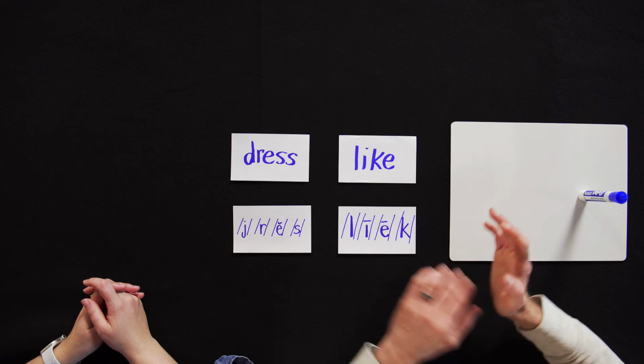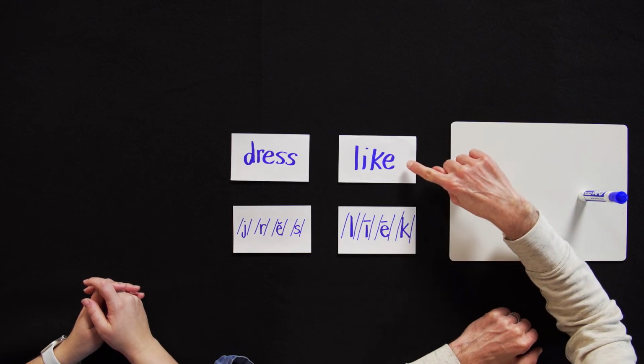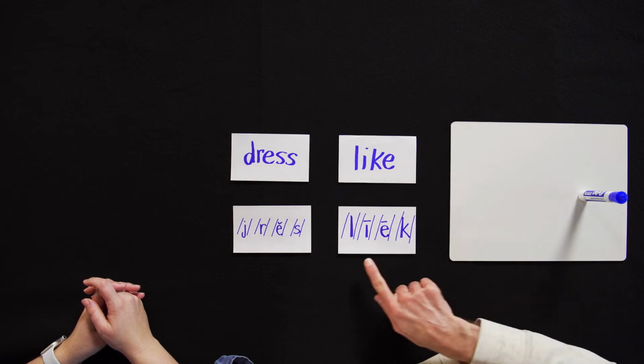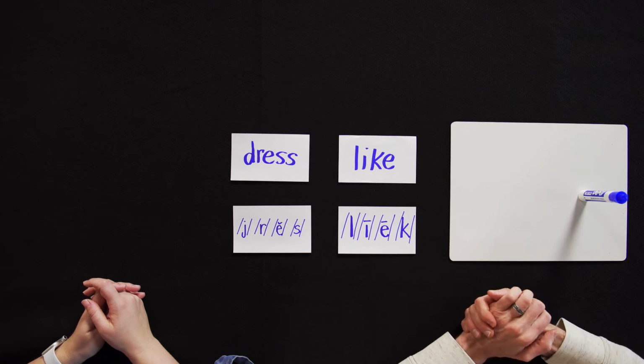So let's try another one. A different child was given the word like, and we asked them to break it down into all of its sounds, and they came up with this. L, I, E, K. What do you think about that?